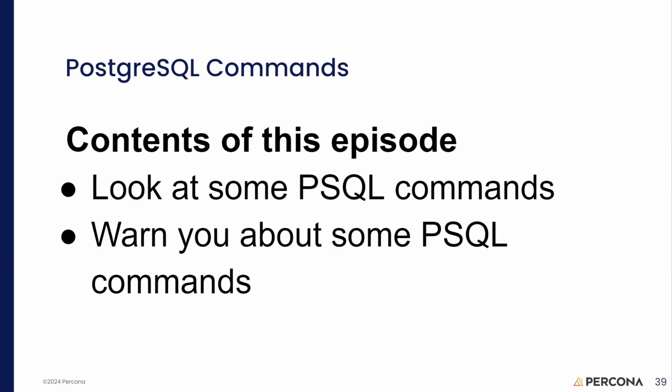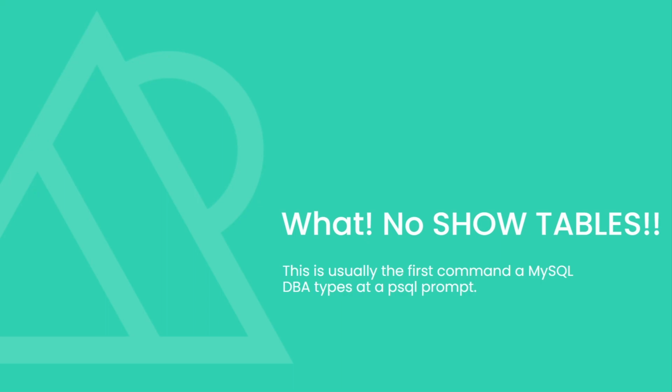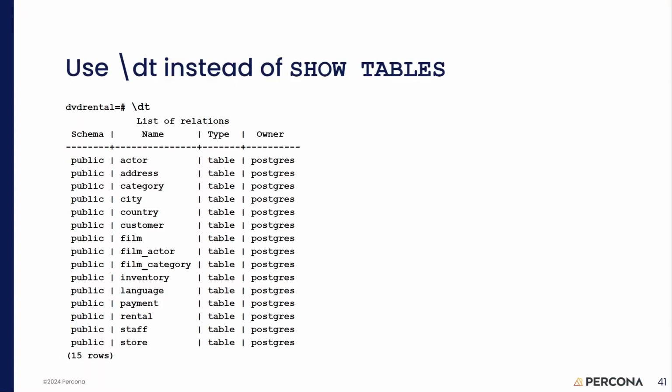Now, in this episode, we're going to look at some of the simpler commands you're going to want to know about. And there are some other ones out there that I want to warn you about. Like I said, this is different, not better or worse, it's just different. Now, the first thing you probably did is type in show tables and get an error message. Well, that is different in Postgres. So let's take a look at what goes on.